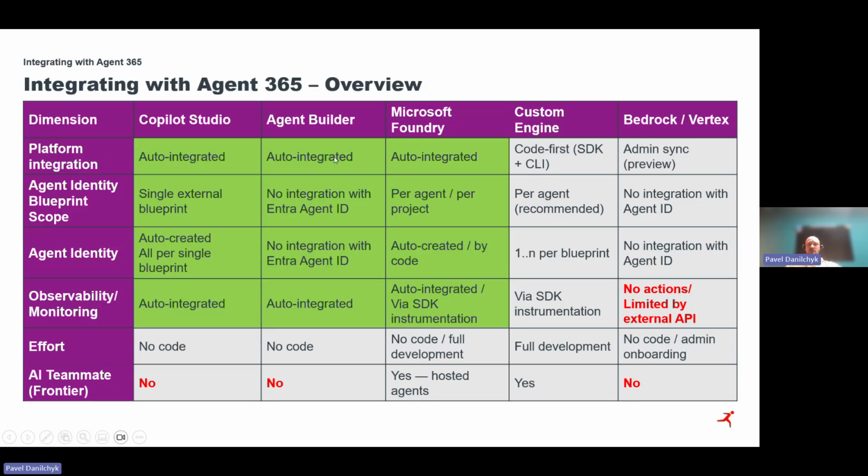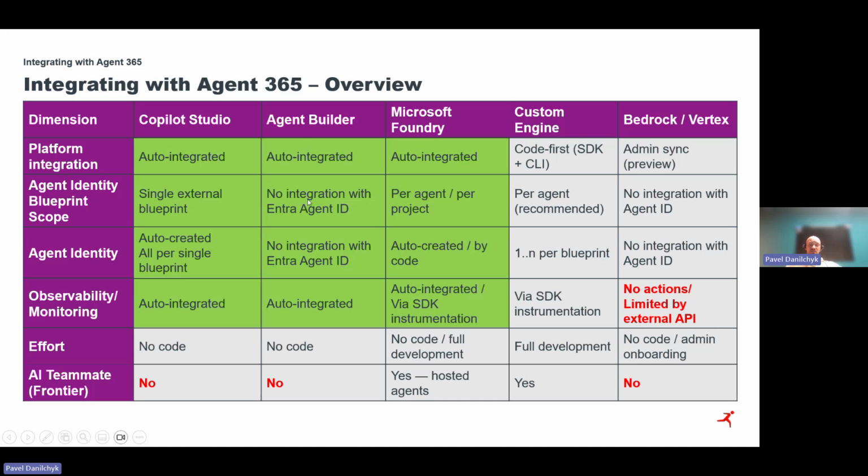What does auto-integrated mean for platform integration? It means you don't need to do anything. When you create your agent in Copilot Studio, Agent Builder, or Foundry, the agent will appear in Agency 5 and Entra Agent ID. What will happen behind the scenes? For Copilot Studio, we already have an external blueprint. For a new agent, the agent identity will be automatically created and assigned to this single blueprint.